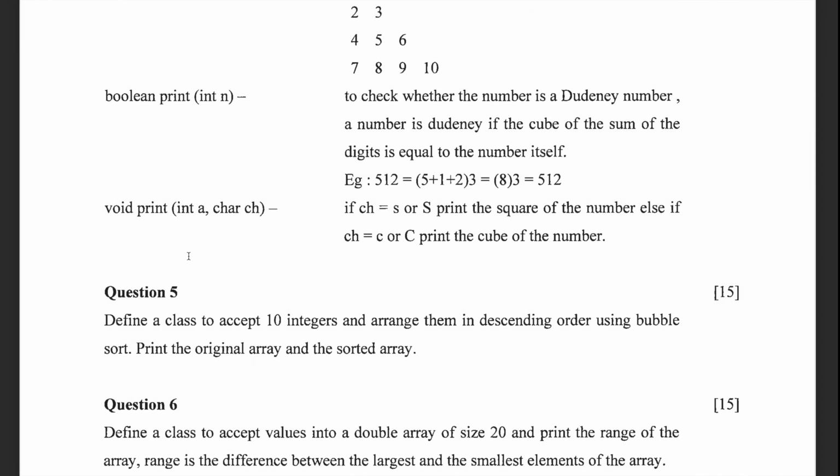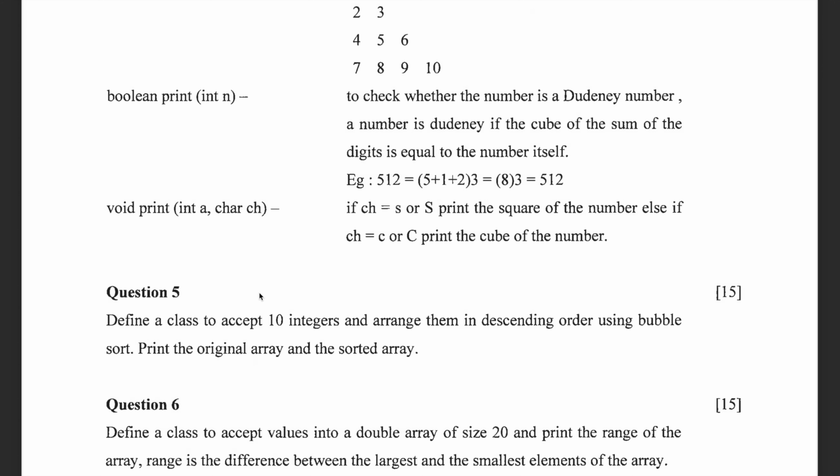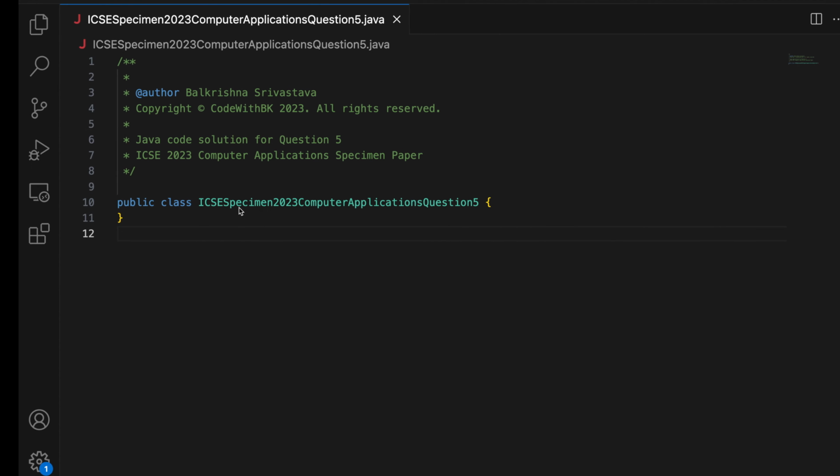So let's begin. This is question 5 that we have to solve. Take a minute and give it a reading. We have to define a class to accept 10 integers and arrange them in descending order using bubble sort. Print the original array and sorted array. So we have to define a class.